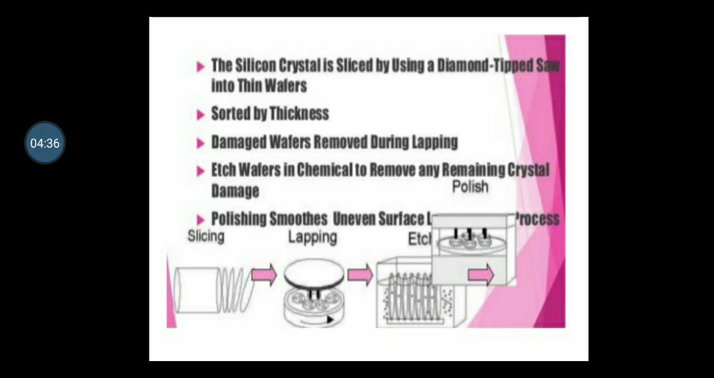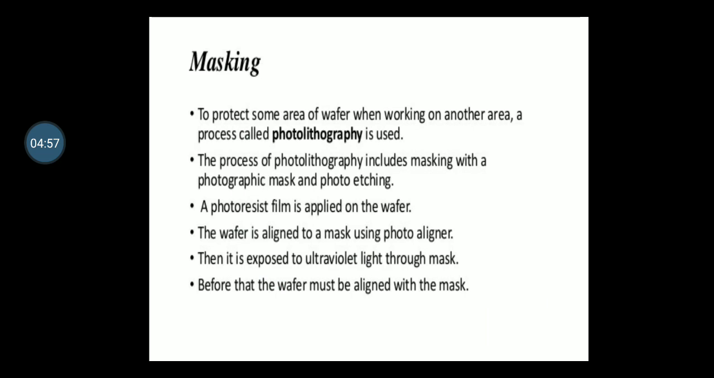The silicon crystal is sliced using a diamond-tipped saw into thin wafers, sorted by thickness. Damaged wafers are removed during lapping. Etch wafers in chemical to remove any remaining crystal material. Polishing smooths uneven surfaces. So the next one is the masking.